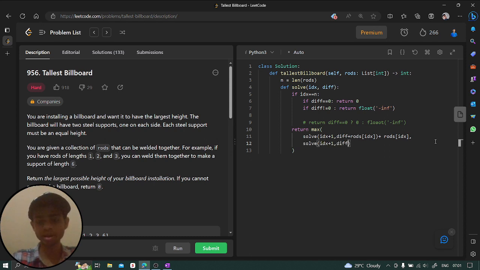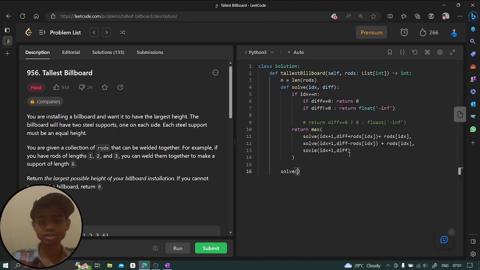Now let's add for the right support. We subtract this, which means we are adding for the right support, and then we add this row index, right? After that, the last option we are not going to take. So index plus one, the difference is going to remain the same, and we are also not going to add this row index. We are not taking it, right? So this is basically what we are going to do.